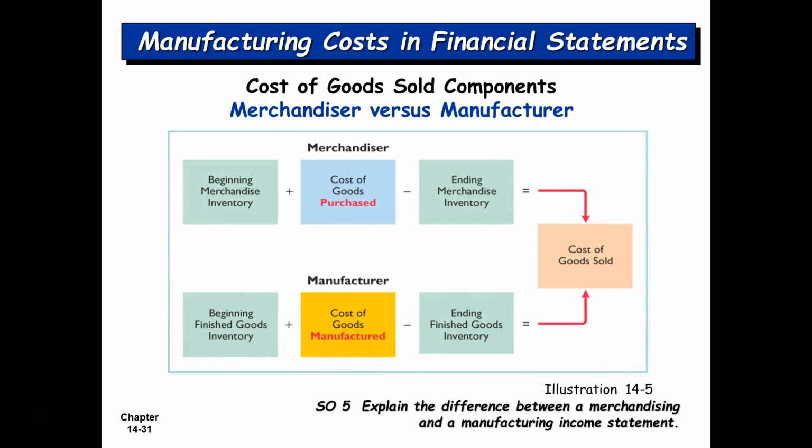See, in slide 31, when we talk about a merchandiser, cost of goods sold, which you know goes right after revenues, we have the beginning merchandise, we have the cost of goods purchased, less our ending inventory gives you the cost of goods sold. But in the manufacturing, it's beginning finished goods inventory.